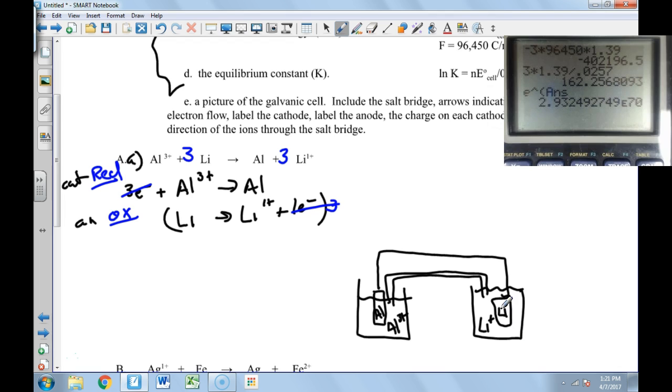And remember, aluminum was the cathode. So this is the cathode, and this is the anode. And now which way do the electrons flow? The electrons flow out of the anode. They're given up by the anode, and into the cathode. And now the ions will flow this way to keep the circuit going. And now the charge on the cathode and the anode. Remember, cats are positive, so that's positive, and the anode is negative. So that's the first part of that question.